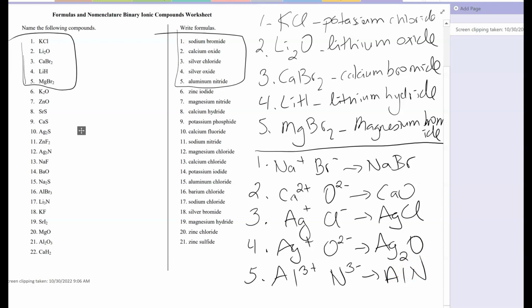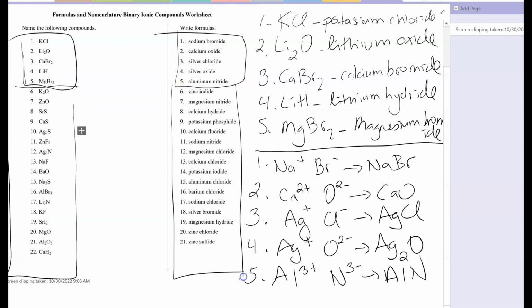Okay, so classwork/homework is going to be the rest of this worksheet. So you're going to name those, and you're going to write the formulas for those using your sheet of all the ion charges when you're writing the formulas. Naming part, you really just look at the periodic table and then change the name of the second one, which is the negative. So oxygen is oxide, sulfur is sulfide, nitrogen is nitride, and so on. So you do that now in class.